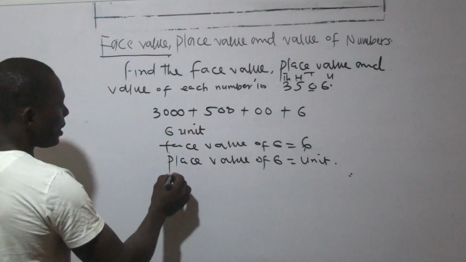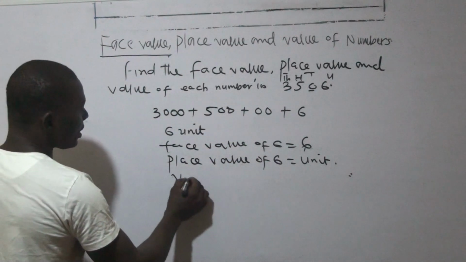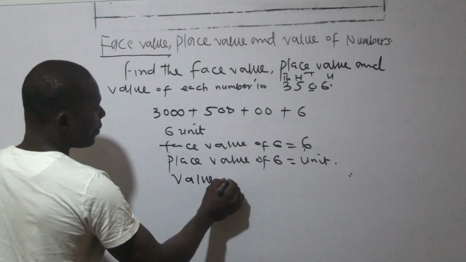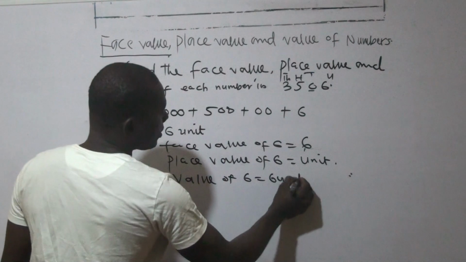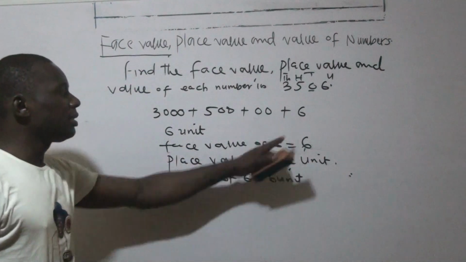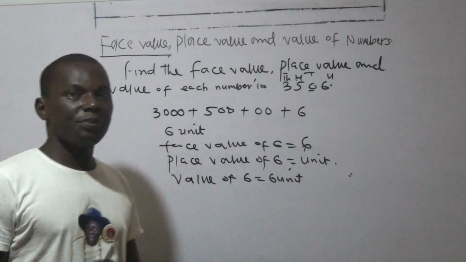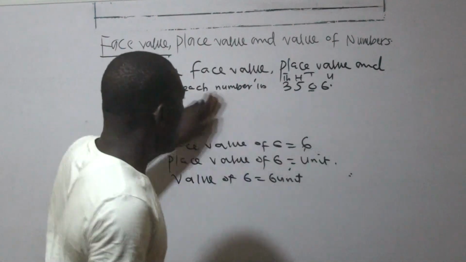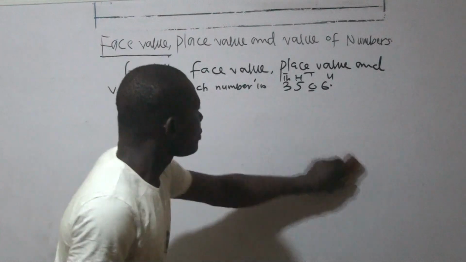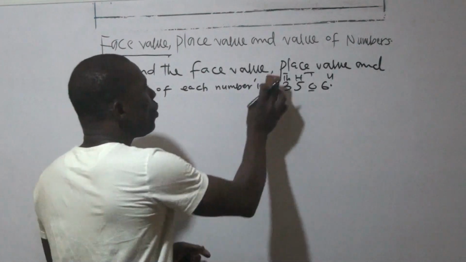Okay? Then let's look at the value of 6. So the value of 6 is 6 units. 6 times this will give us the value. Okay? That is how to know. Then this is for whole numbers.